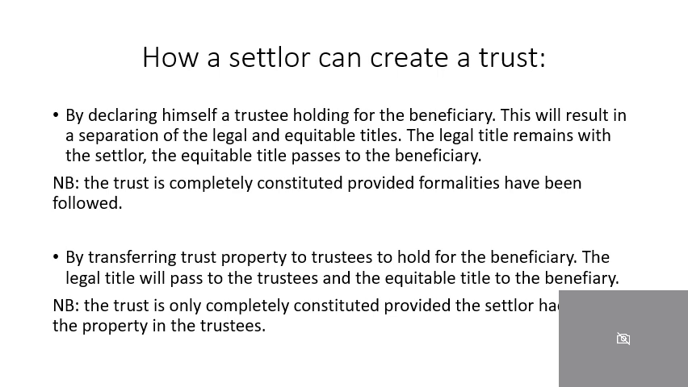The second method is the one that I've already given you in earlier examples, which is to transfer the trust property to trustees to hold for the beneficiaries. And once the legal title has been transferred to the trustees, they've vested the legal title in the trustees, and the equitable title obviously goes to the beneficiary. Okay?